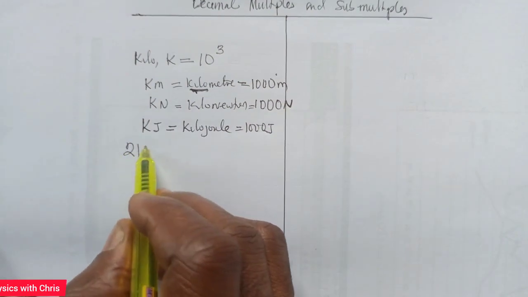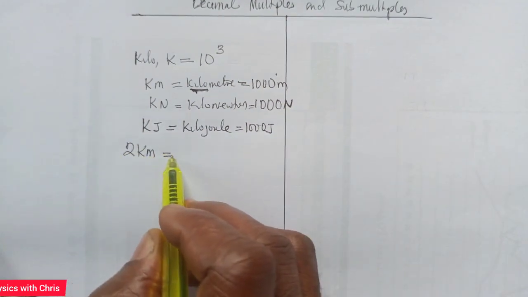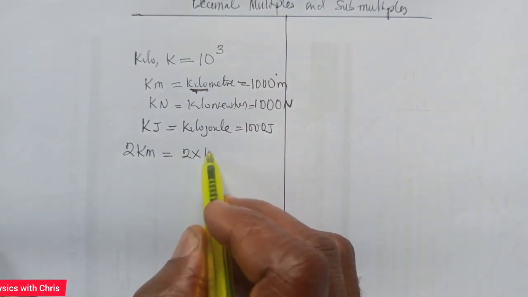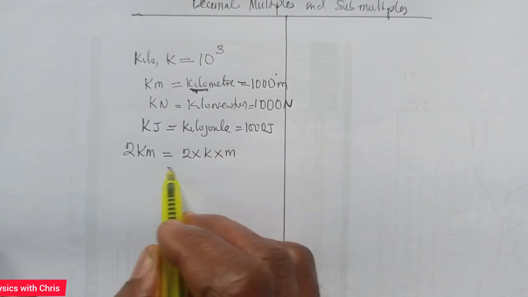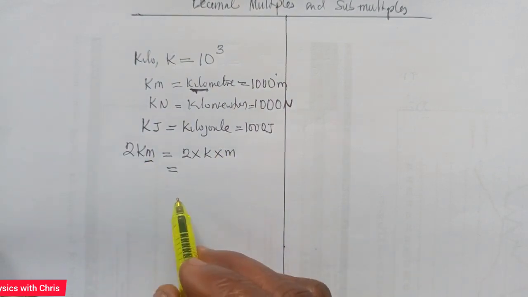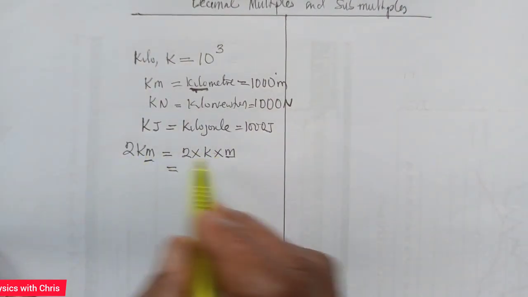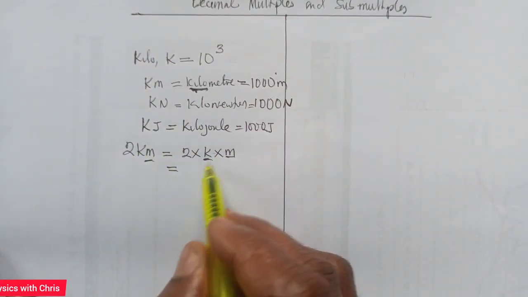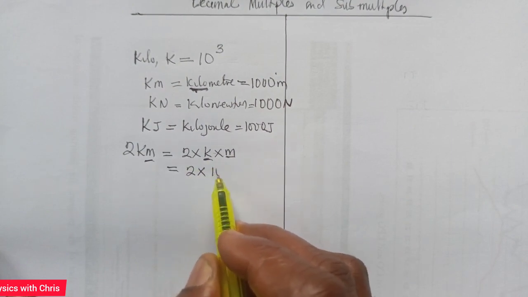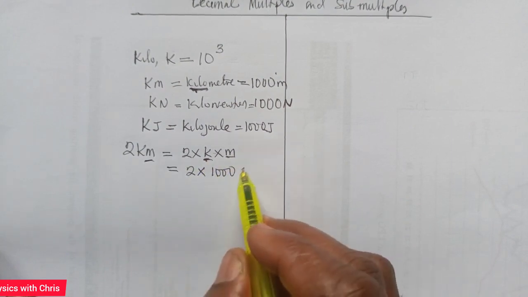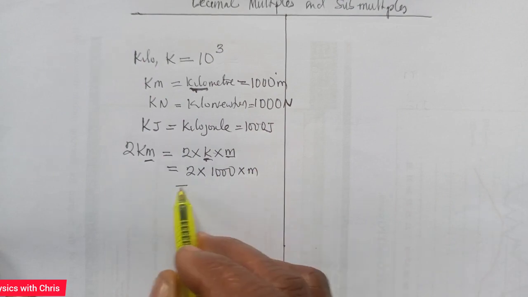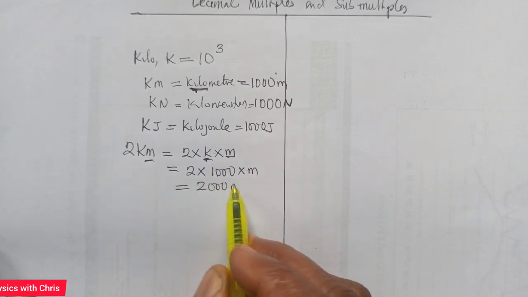Now if I have, for instance, 2 kilometers, this is expanded as 2 times k times m. If I want to convert this to meters, this m is my meter and this m is also the meter. So the difference between these two is that I'm going to replace this k with 1000, because this k is 1000 times this m. So 2 kilometers is the same thing as 2000 meters.